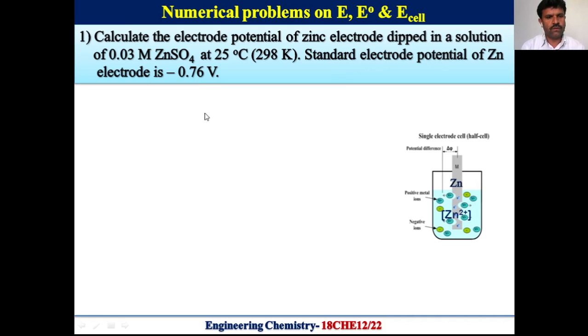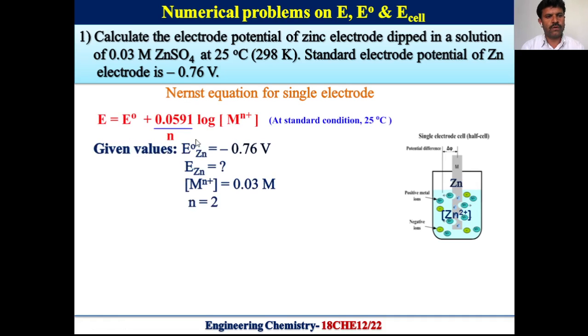First, we can list the given values, that is the standard electrode potential of zinc is equal to minus 0.76 volt and electrode potential of zinc to be calculated, and the concentration of zinc sulfate that is equal to 0.03 molar, and the value of N is equal to 2 because the valency of zinc is plus 2. So 2 moles of electrons will be involved in the reaction.